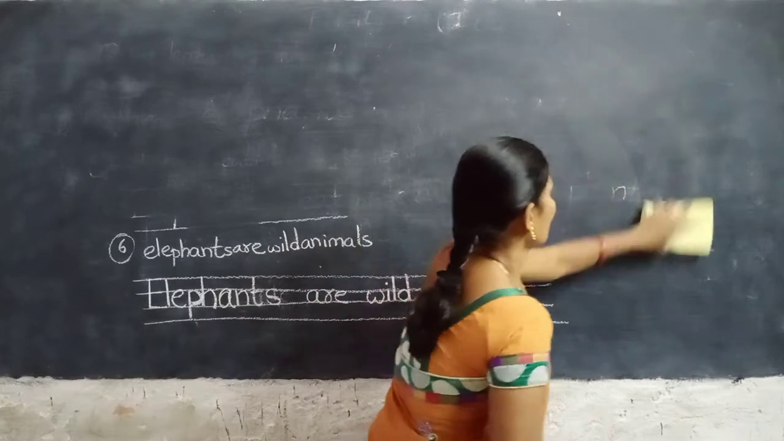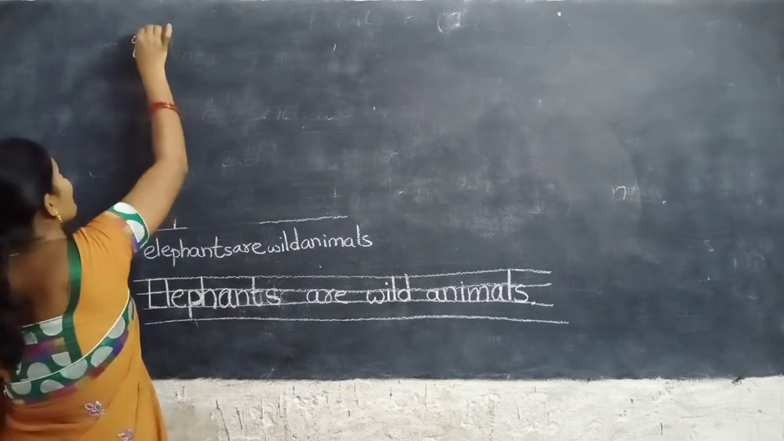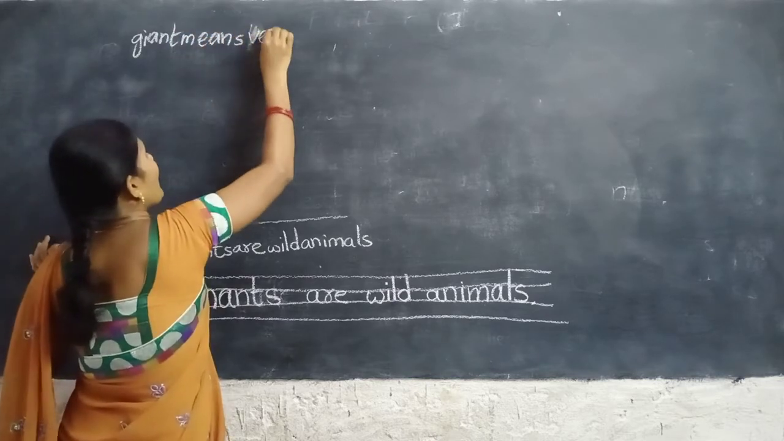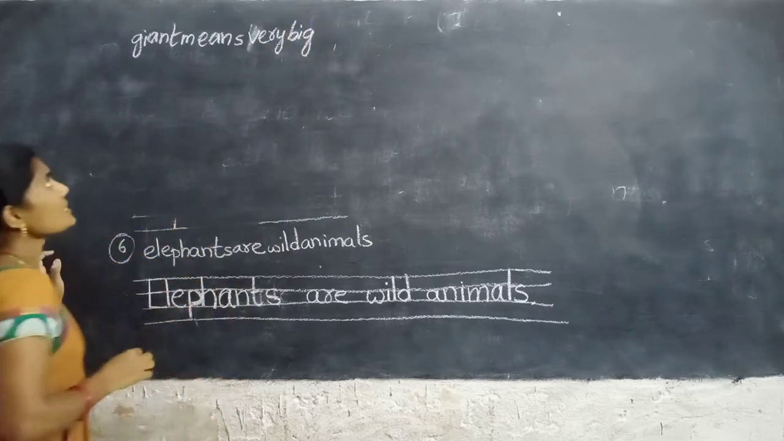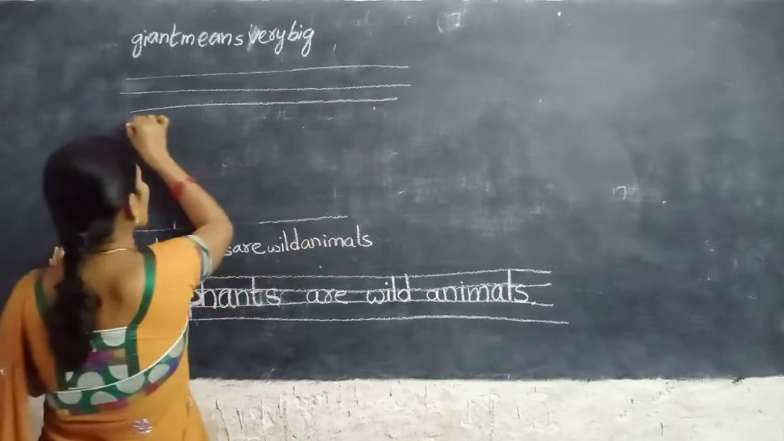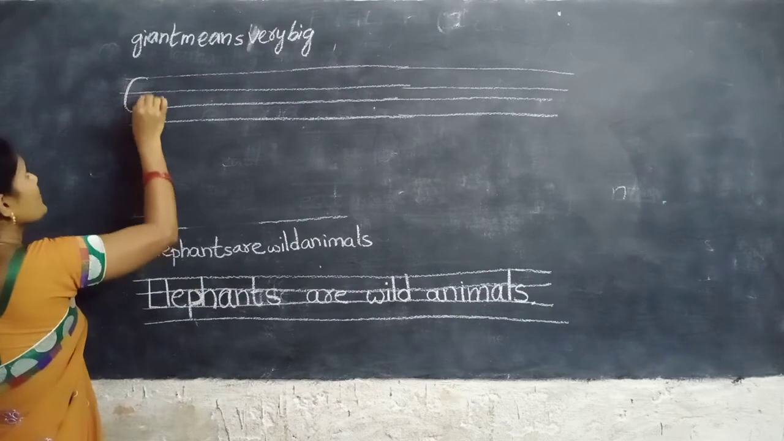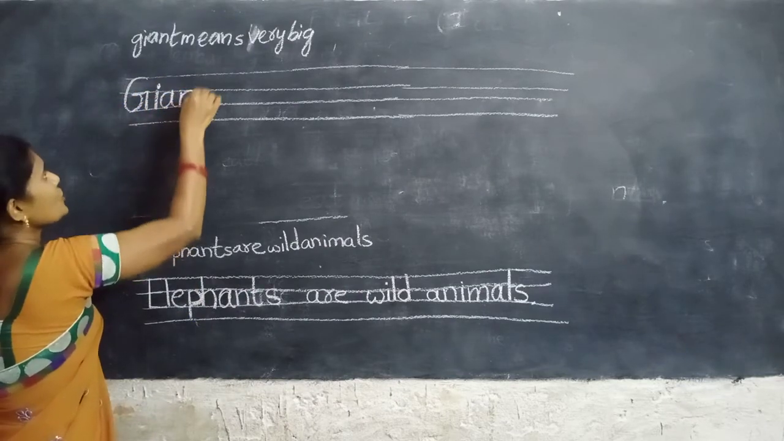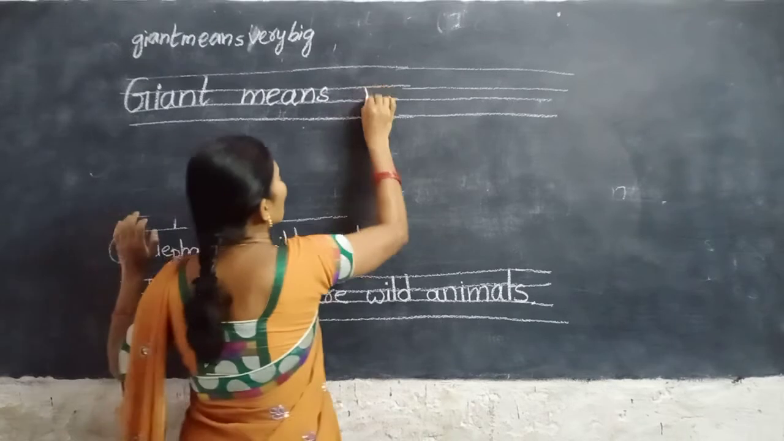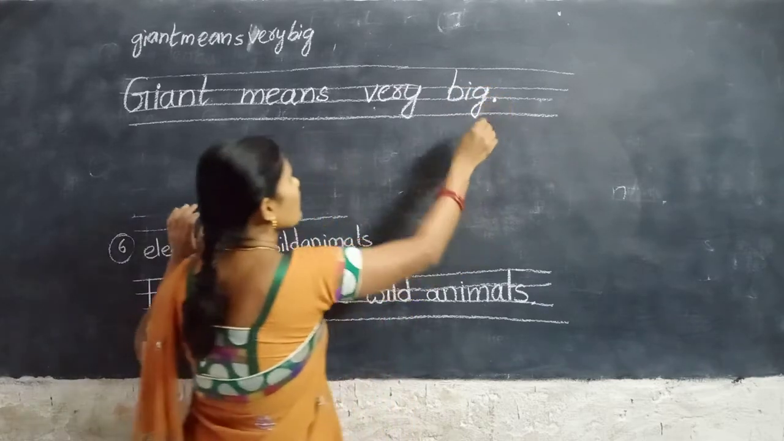Next. Giant means very big. Giant, G-I-A-N-T, giant. Means, M-E-A-N-S, means. V-E-R-Y, very. B-I-G, big. Giant means very big. Capital G, G-I-A-N-T, giant means very big. Full stop.